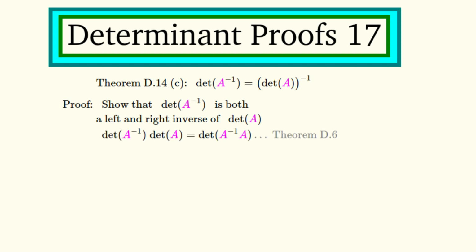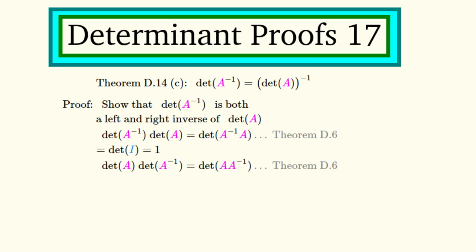So we'll show it to be a left inverse first. We'll multiply it on the left by the determinant of A. We'll use a past theorem to gather everything under the one determinant function. This will give us the identity. And the determinant of the identity is obviously 1, so this is a left inverse.